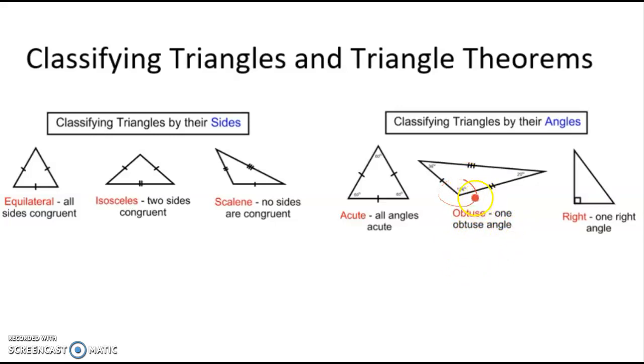Obtuse means that you have one angle that's greater than 90. So if we look here, this one's 124. Because this is greater than 90 degrees, this triangle is considered an obtuse triangle. And then last, this is kind of the easiest one. When you see the little square in the corner, it means that it's a right angle triangle. A right triangle has one angle that is 90 degrees.